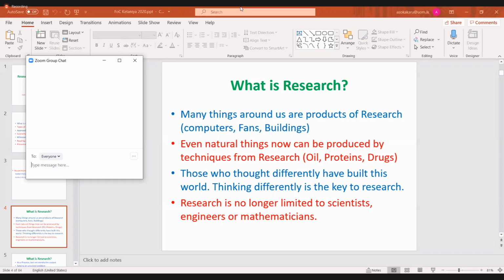Remember that, like that, even a farmer may want to do research to understand how many different varieties of vegetables should be grown to maximize profit. That is also research. Then maybe even a carpenter may think of different furniture designs and so on. That is also research.